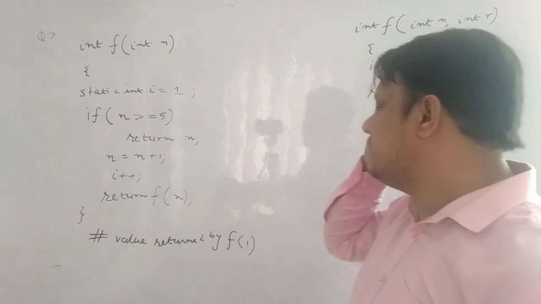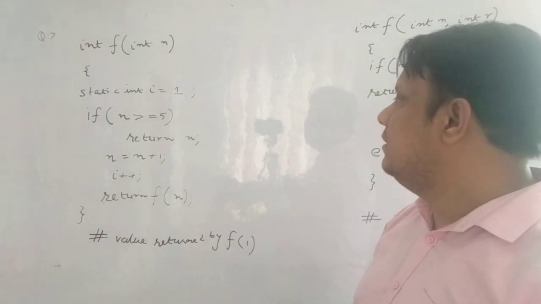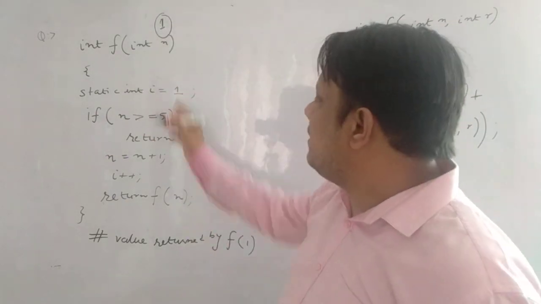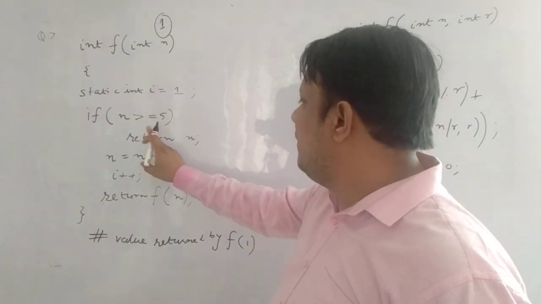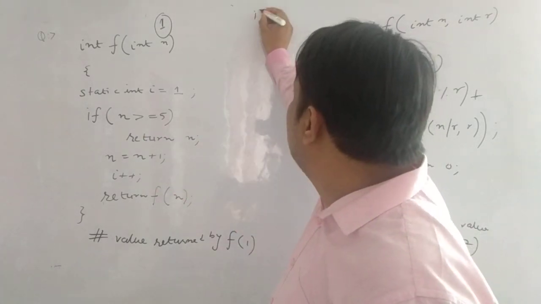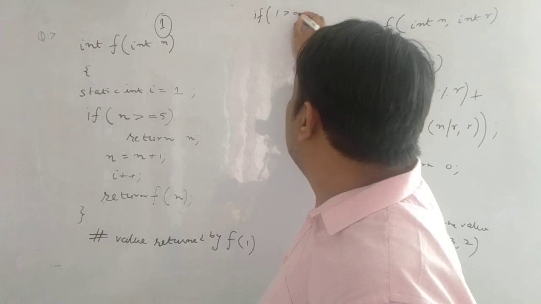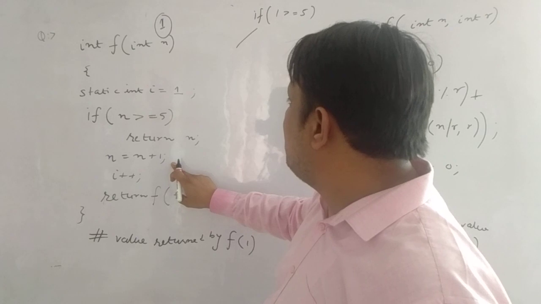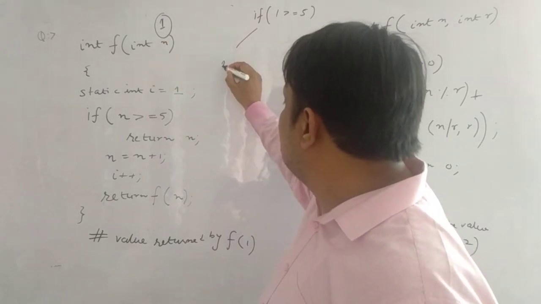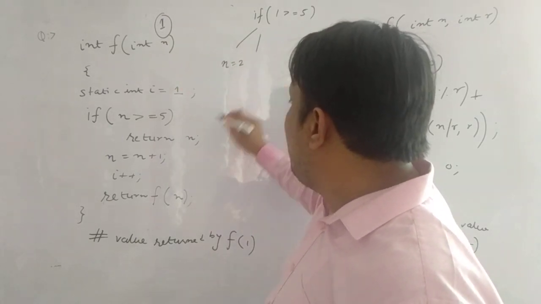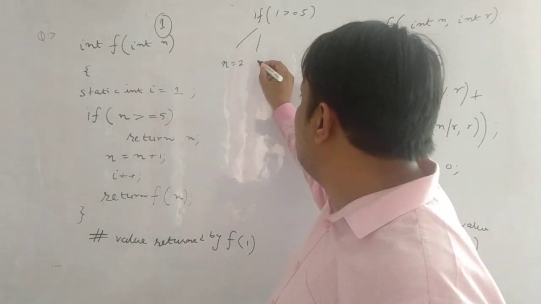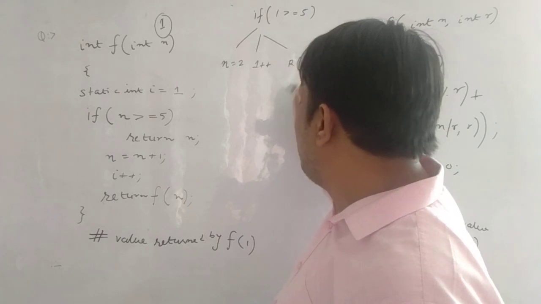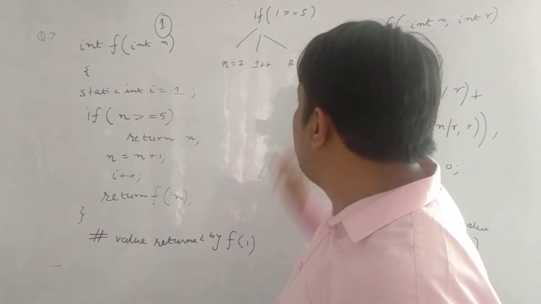Now, what is the value returned by function f1? You see here the value of n is 1, right? Static int i is equal to 1. If n greater than or equal to 5, here 1 is not greater than or equal to 5, so the condition is false. When the condition is false, n is equal to n plus 1. The value of n is 1, so n becomes 2. Then i plus plus, so i is equal to 1, and then you return f of n again.